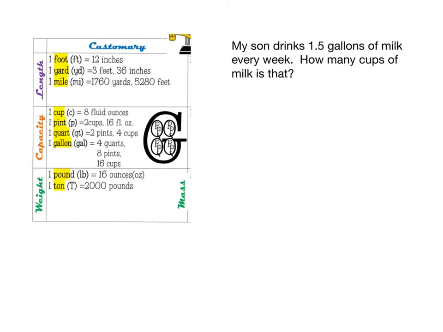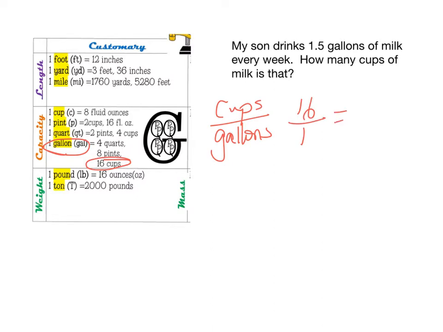On the next problem, again, we're going to use that proportion and cross products. My son drinks 1.5 gallons of milk every week. How many cups of milk is that? So I need to look over here in this chart. I see a gallon is 16 cups. Okay, set that up. Cups over gallons. 16 cups for every 1 gallon. And this problem has 1.5 gallons.